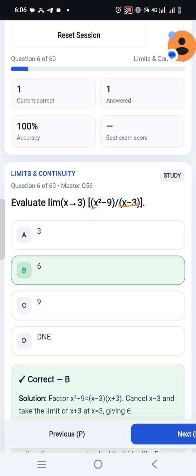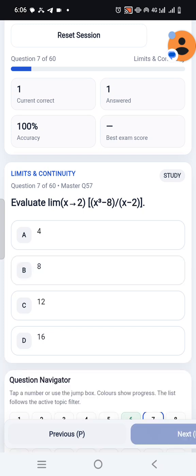So differentiate x square, that will give me 2x. 9 is out. x minus 3, differentiate x, that is 1. That is, of course, out. That is 2x over 1. So that will be 2 times 3 is 6. That will give you 6 as well.